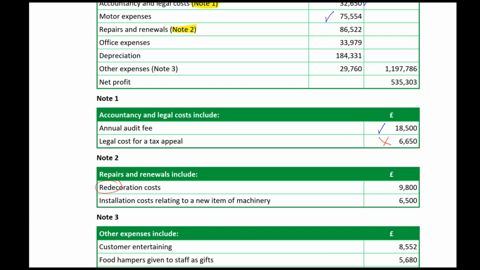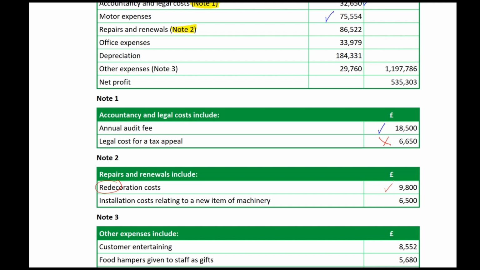It's not an extension. If it was an extension and I'd extended my building and as a result of extending the building it now needed to be painted or decorated for the first time, then I'd treat that as capital expenditure. But this is just a regular redecoration cost of something that exists anyway, putting it back into its original condition. So I'm going to say that one's absolutely fine. I'm not going to adjust.